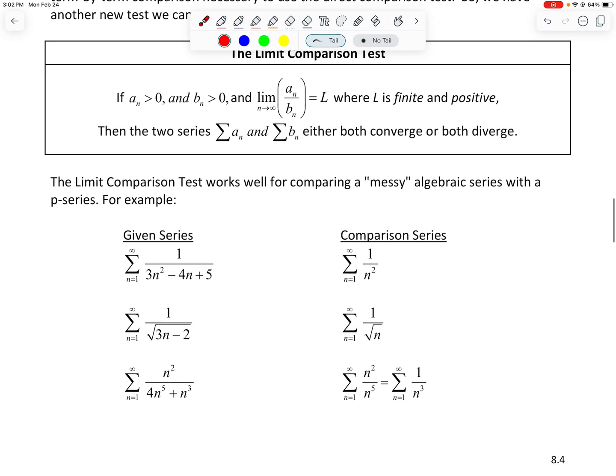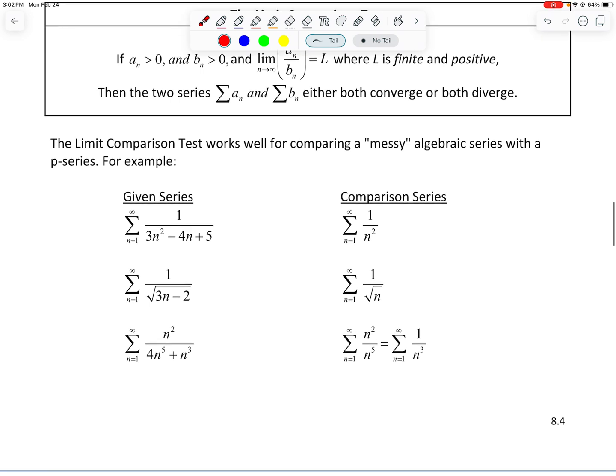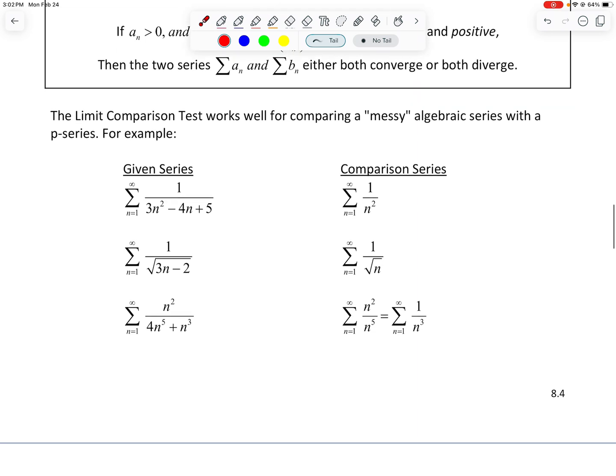Okay, so the limit comparison test works well for messy algebraic series or with a p-series. For example, if I have 1 over 3n squared minus 4n plus 5, how about if I just compare it to 1 over n squared? So I'm just eliminating these terms, and I'm using that series to compare to. The 1 over the square root of the quantity 3n minus 2, how about just 1 over the square root of n? And then n squared over 4n to the 5th plus n cubed.